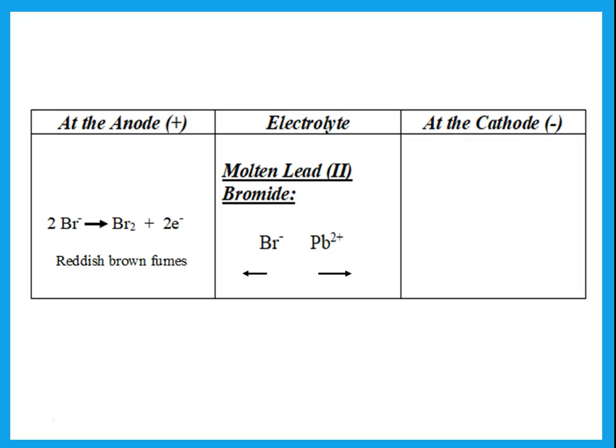Now the lead 2+ will go to the cathode and do what? Take up electrons. When it takes up electrons, it becomes lead, and as we have 2 positives, we need 2 electrons to balance the charges.